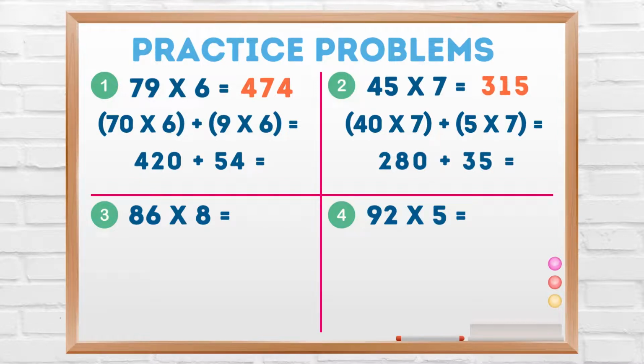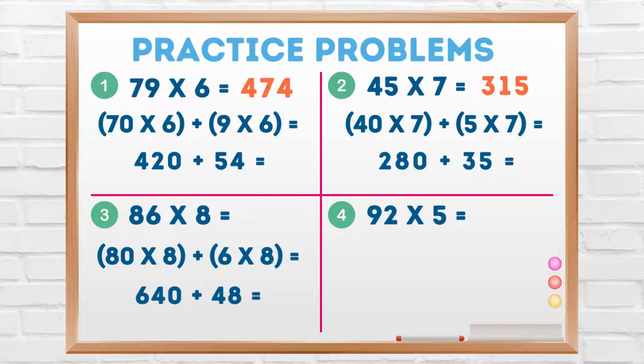For practice problem number 3, we partition 86 into 80 and 6. Then we multiply both numbers by 8. Well, 8 times 8 is 64, so 80 times 8 is 640, and 6 times 8 is 48. 640 plus 48 is 688, so 86 times 8 is 688.